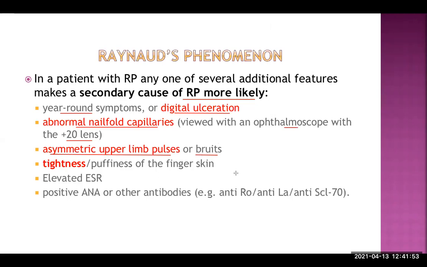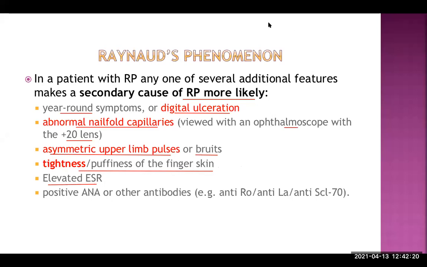So asymmetrical upper limb pulses, or even lower limb, whatever, can happen in case of Raynaud phenomena, because in fingers it is very, very common. That's why upper limb pulses are written here. Tightness and puffiness of the finger skin is a feature of scleroderma. Elevated ESR is very common in any type of connective tissue disease, any type.